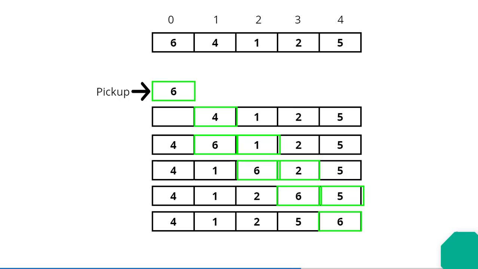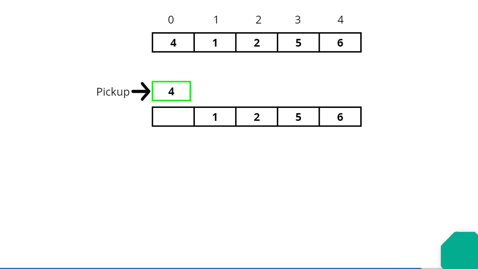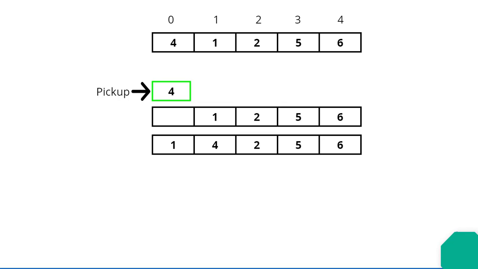Now you can see 6 is at its original position. It means 6 is now sorted. Okay, so after that we have to start again from the beginning. So let's pick up 4 now and compare it with 1, and now you can see in the second array 1 is at the 0th index and 4 is at the first index.